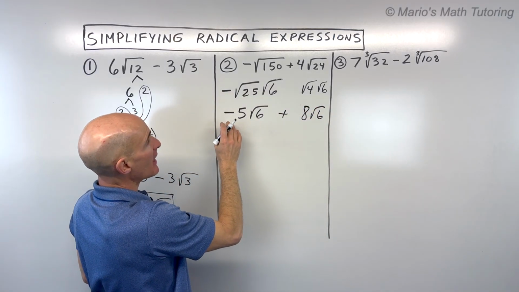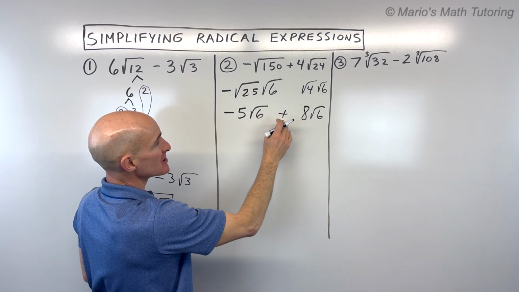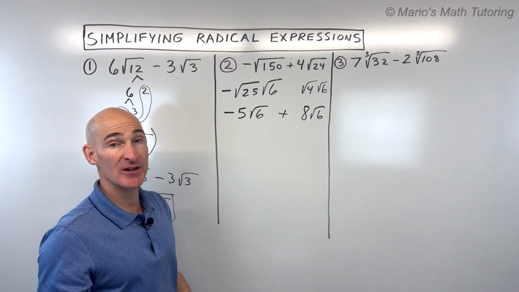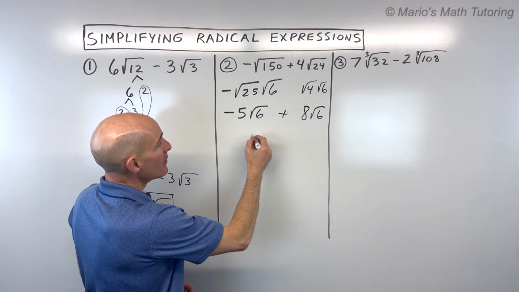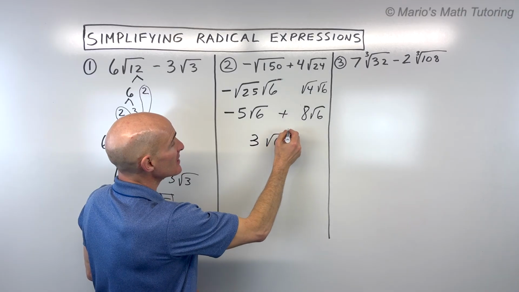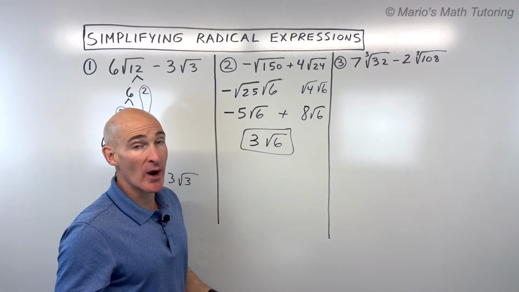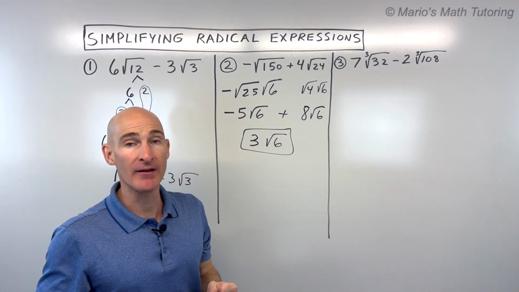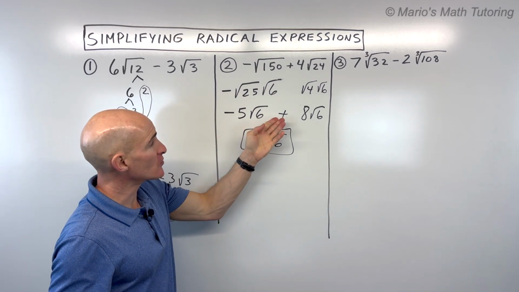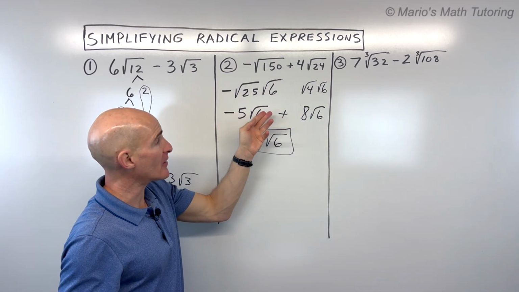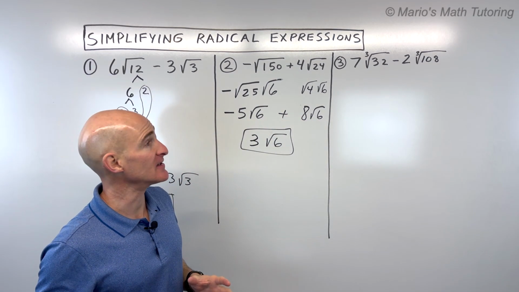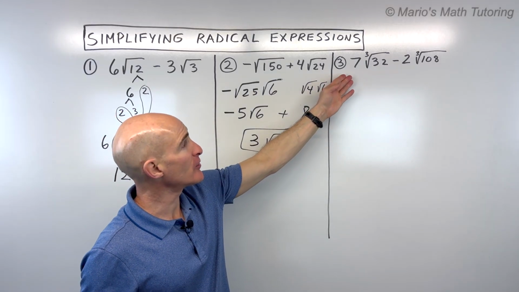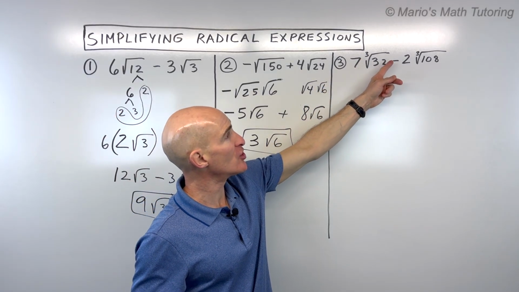So now you can see we have negative 5 square roots of 6 plus 8 square root of 6. How many square roots of 6 do we have? 3 square roots of 6. And that's as far as we can go. So you want to try to simplify as much as you can first, and then if these radicals here are the same, you can add or subtract the coefficients. So that's the key. Now with number 3, a little bit more challenging because we're dealing with a cube root.